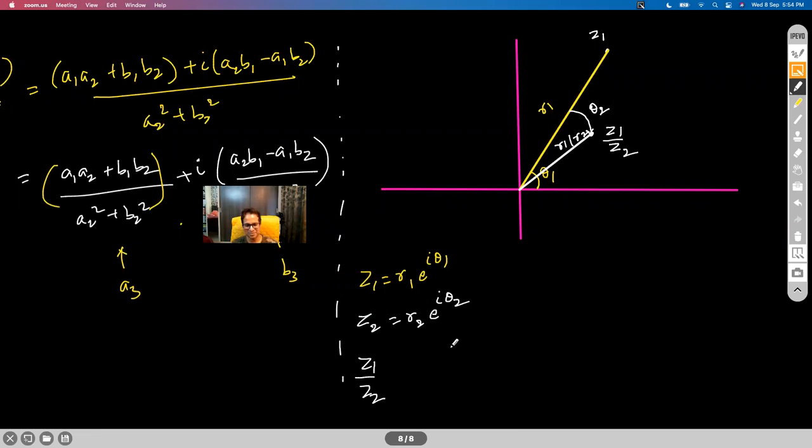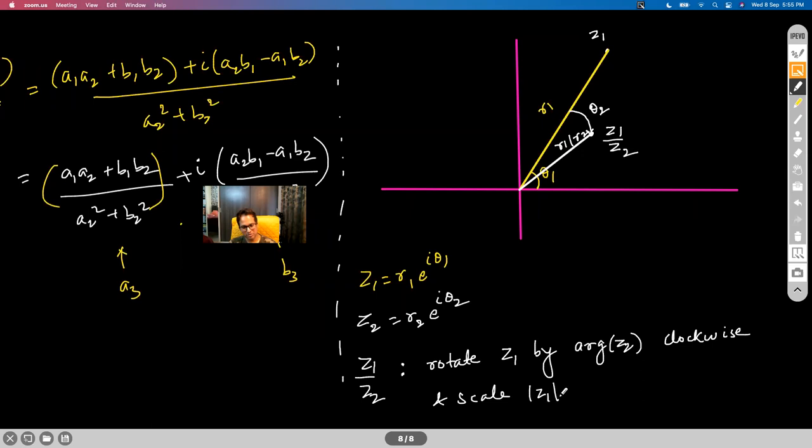Okay. So for this complex number, rotate Z1 by argument of Z2 clockwise and scale modulus of Z1 by a factor of 1 by modulus Z2. When you do that, you end up locating your Z1 by Z2 complex number. Is it clear? So this is also a kind of rotation, but of course, the direction and the scaling factors are different. So this is very, very important.